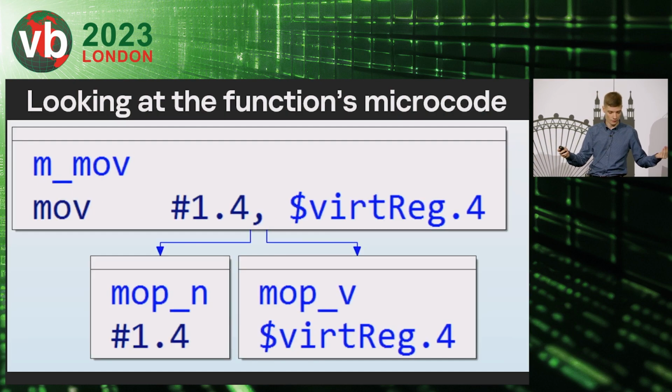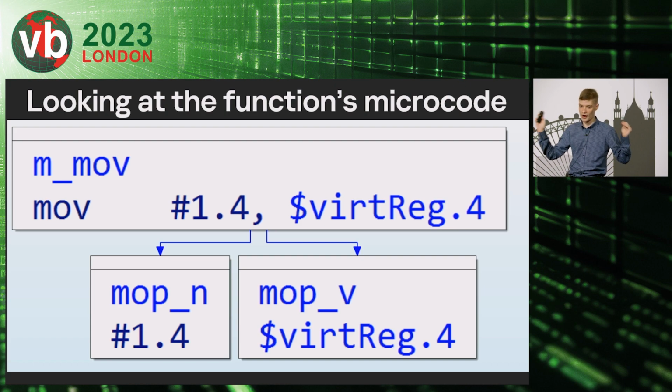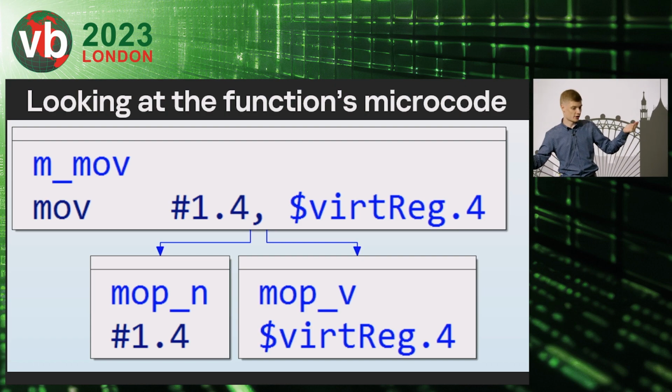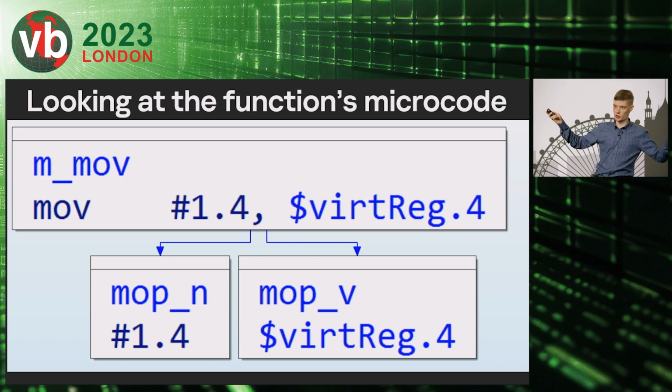And what we can also do, we can represent each microcode instruction in the form of a graph. Right here, you see an instruction that moves the number 1 to virtual register. It is one of the assignments that we need to remove. It consists of 2 operands. The first operand is a constant 1. MOPN means number. And the second one, MOPV, variable. It is the virtual register variable.